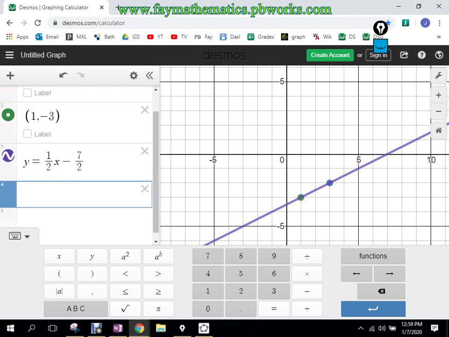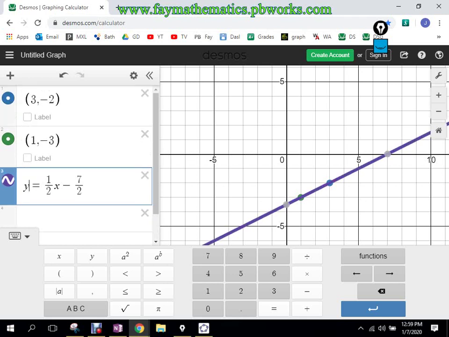And that confirms then that you have done things correctly. All right. What I need you to understand is that this rule right here will generate any one of these ordered pairs on there. Any one of them. Okay?